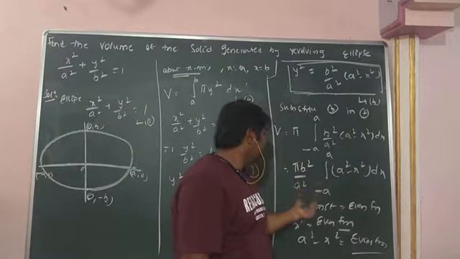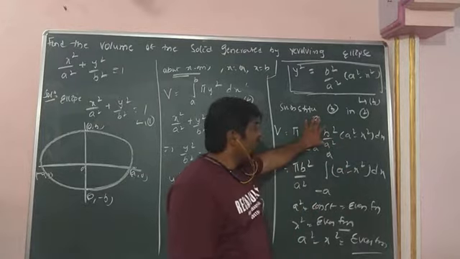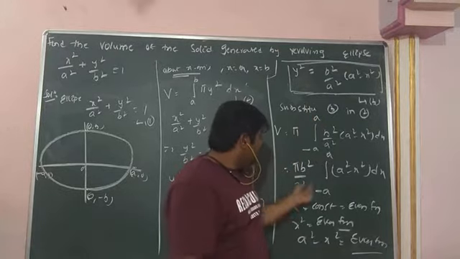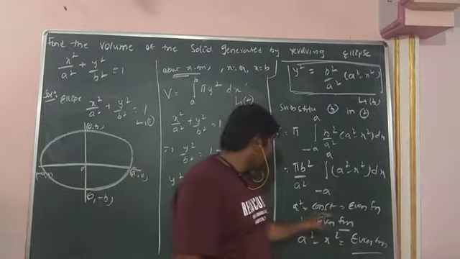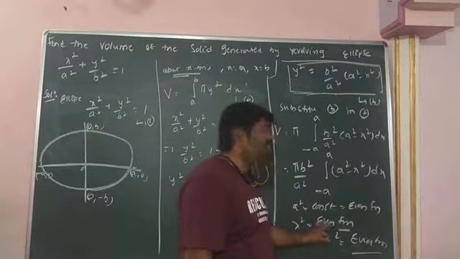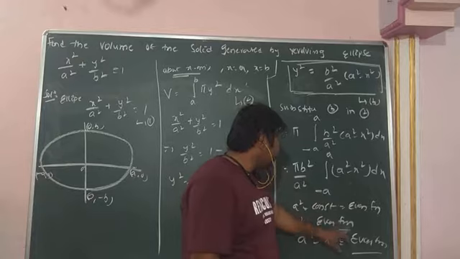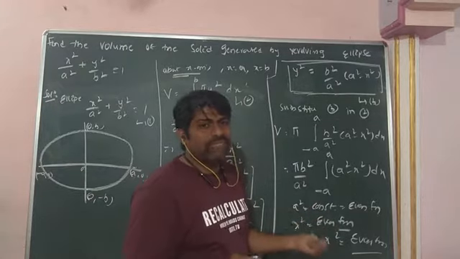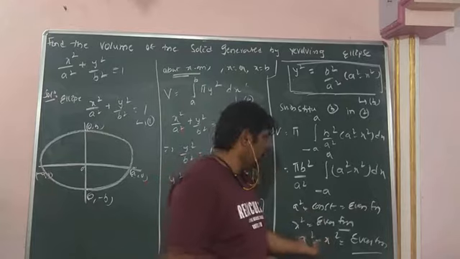And this can be taken out. b square by a square is a constant value. Since a is a constant value, a constant is an even function. And x square is also an even function. So a square minus x square, the difference of two even functions, is also an even function.